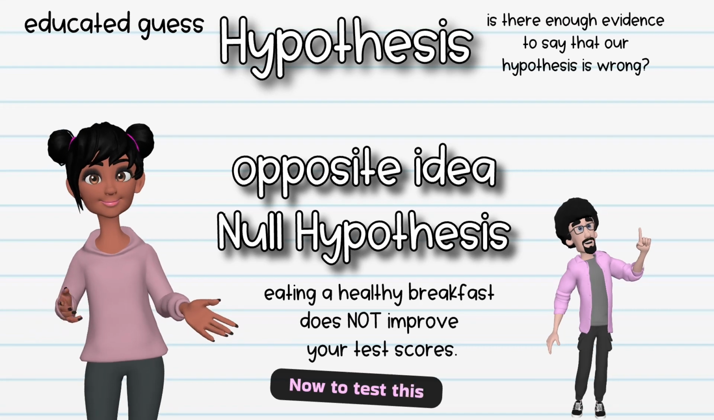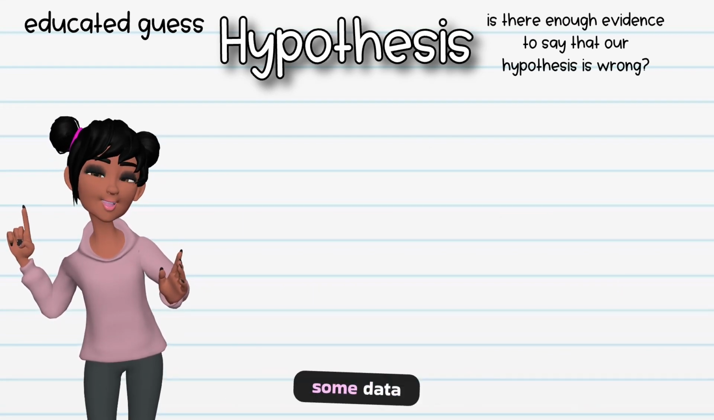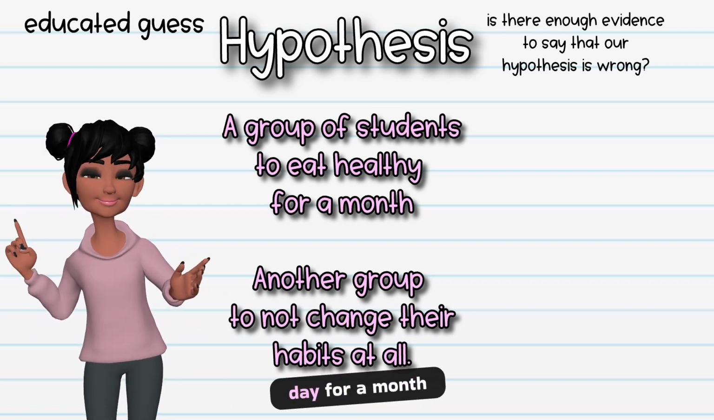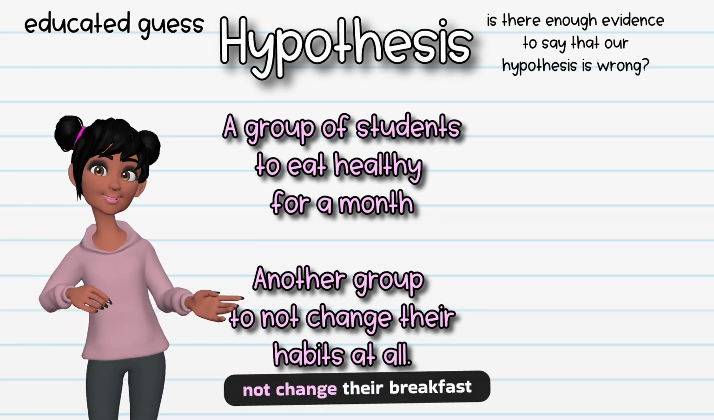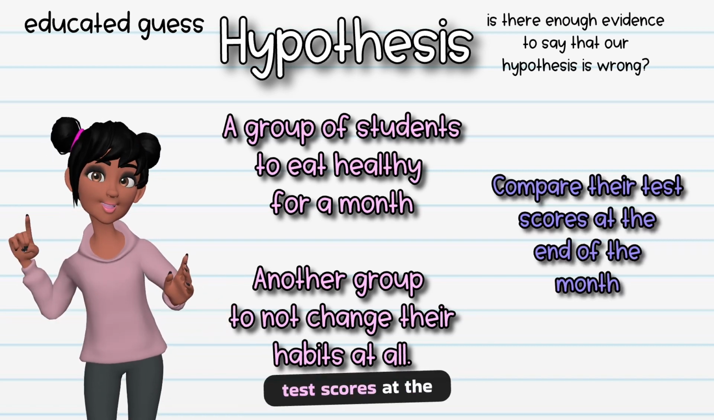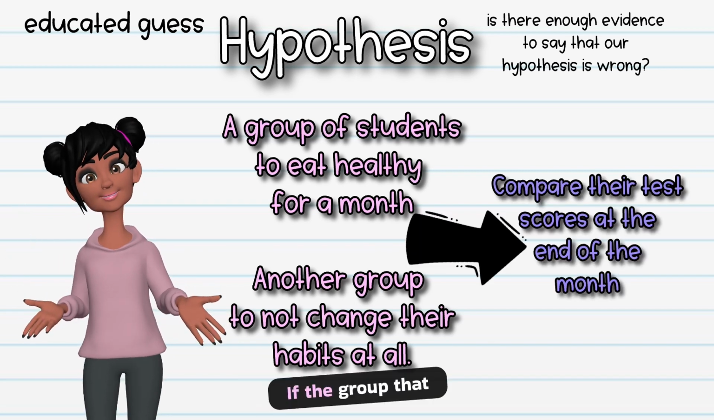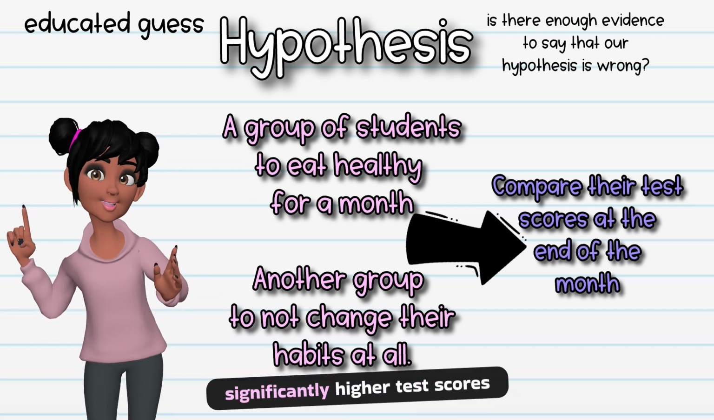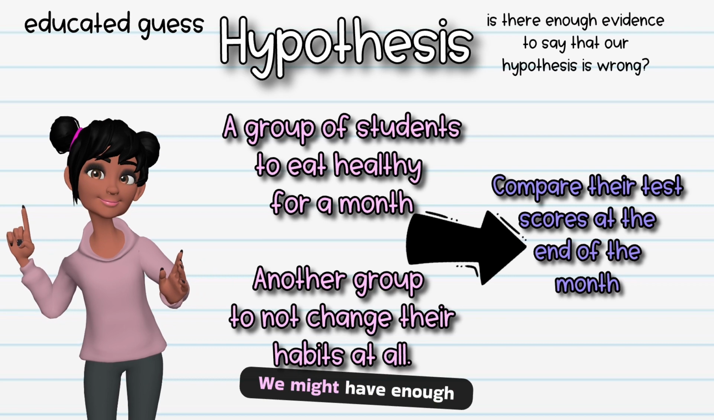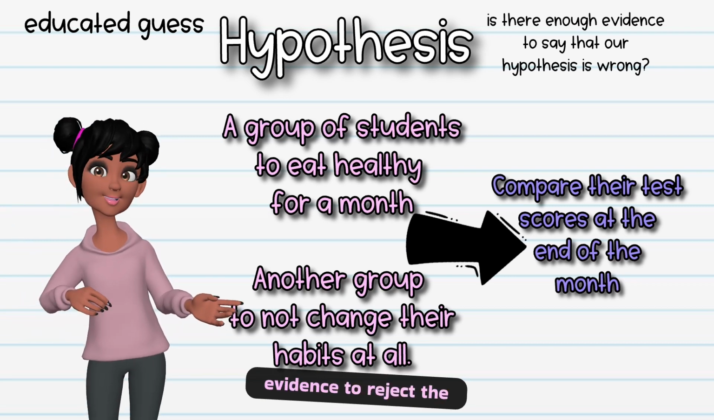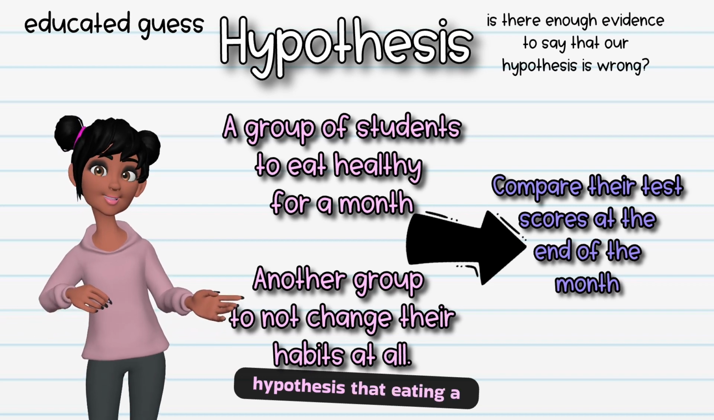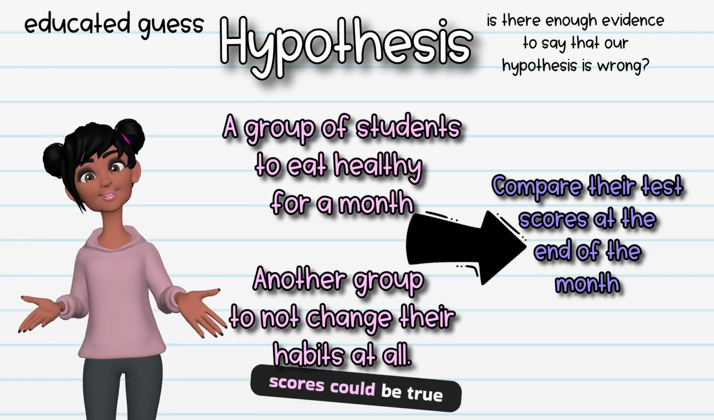Now, to test this null hypothesis, we gather some data. We ask a group of students to eat a healthy breakfast every day for a month, and another group to not change their breakfast habits at all. Then, we compare their test scores at the end of the month. If the group that ate a healthy breakfast has significantly higher test scores compared to the group that didn't change their breakfast habits, we might have enough evidence to reject the null hypothesis. This means our original hypothesis, that eating a healthy breakfast improves test scores, could be true.